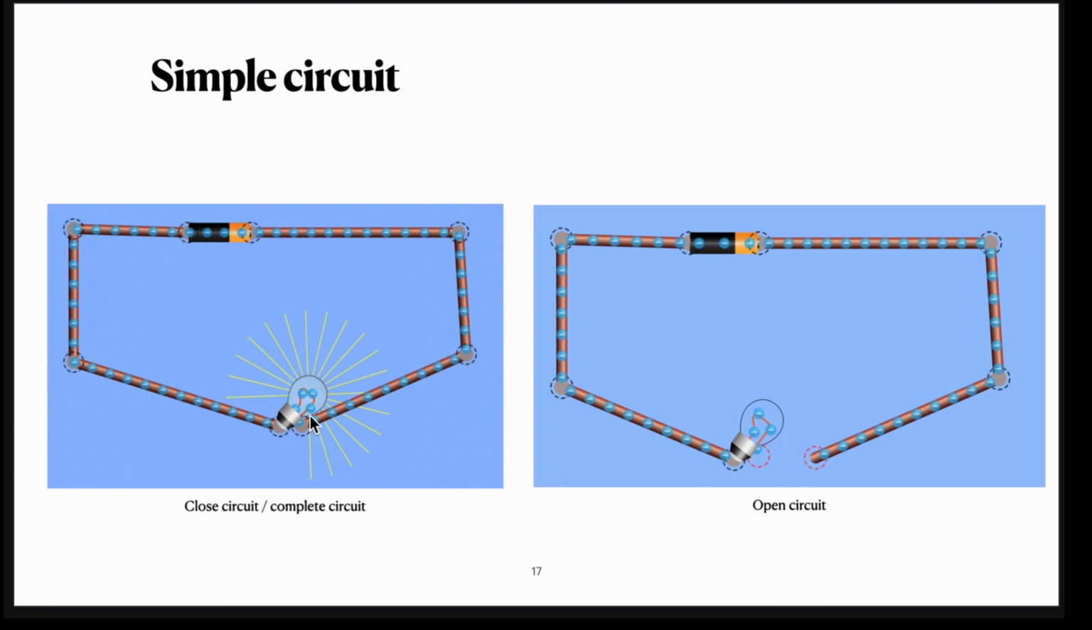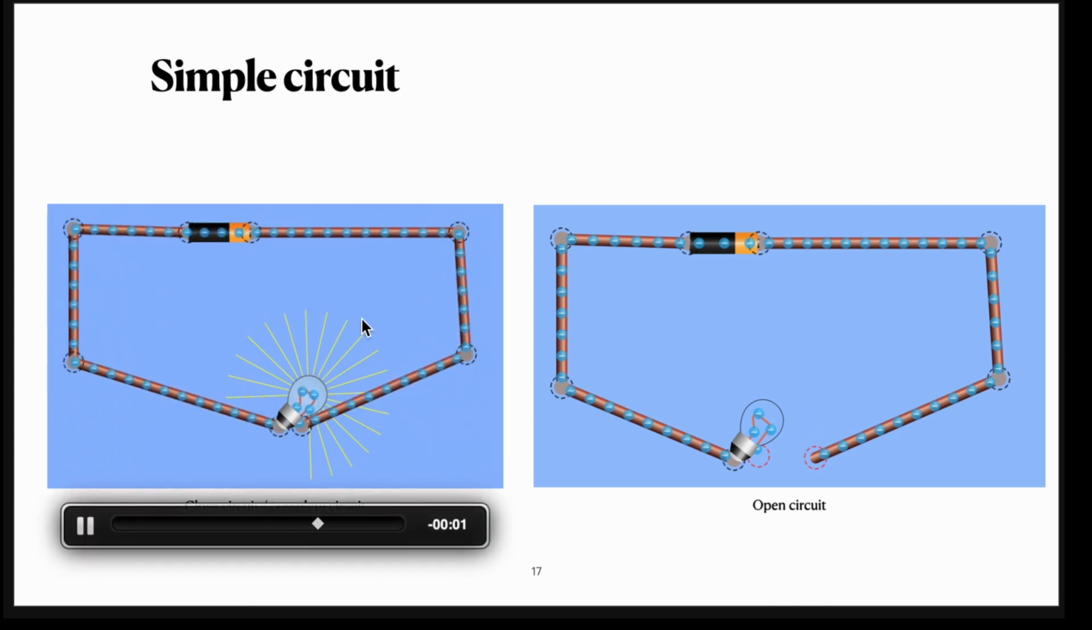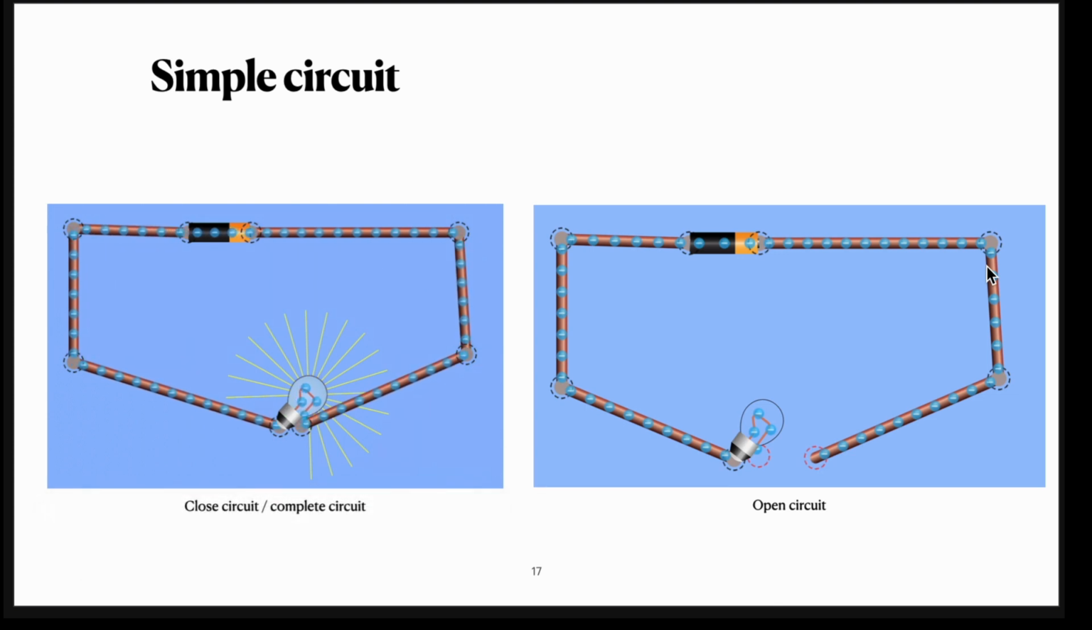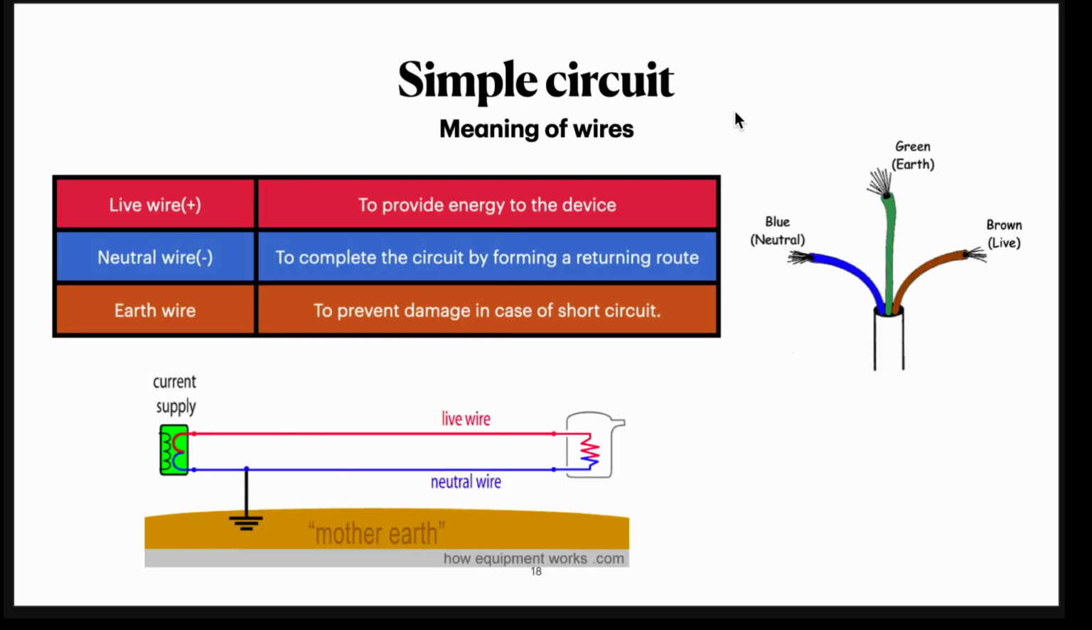This is what we call the complete circuit or closed circuit, so this light bulb, you can see it is lighting up or turned on. But this one is called an open circuit. On the left hand side, the electrons, or the charge inside, will flow, but on the right hand side it does not flow. So we have the wire like this.